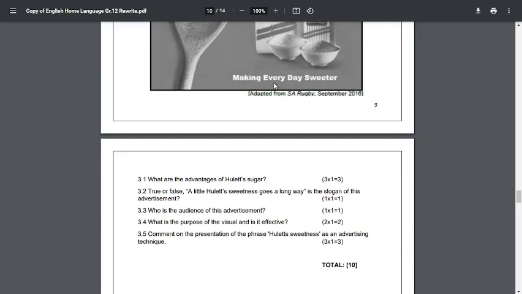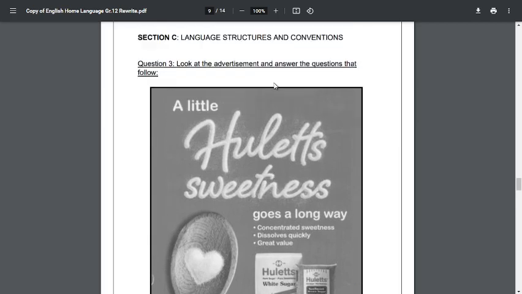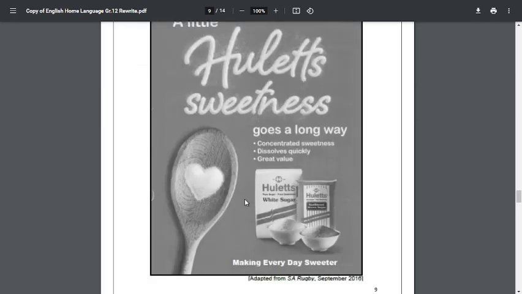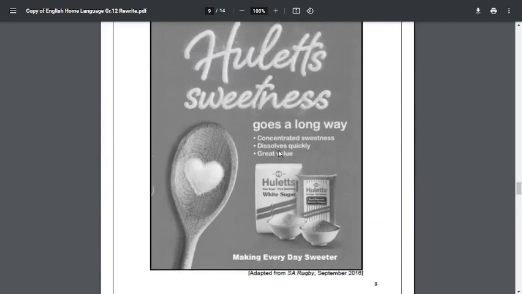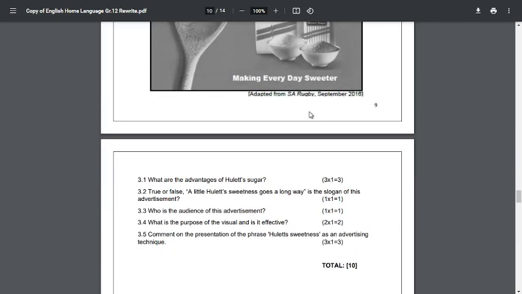What are the advantages of Hewlett's sugar? Here you just read from the text. The advantages are they are concentrated, dissolves quickly, great value. You can see it's a 3x1, which means it's looking for 3 points, each worth 1 mark, to get 3 total marks. 3 points are right there. Quite easy.